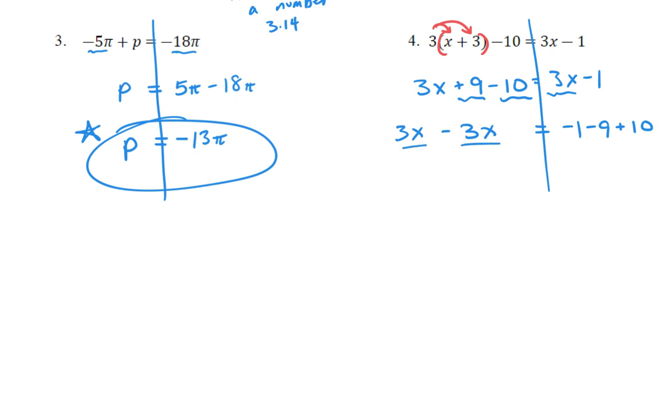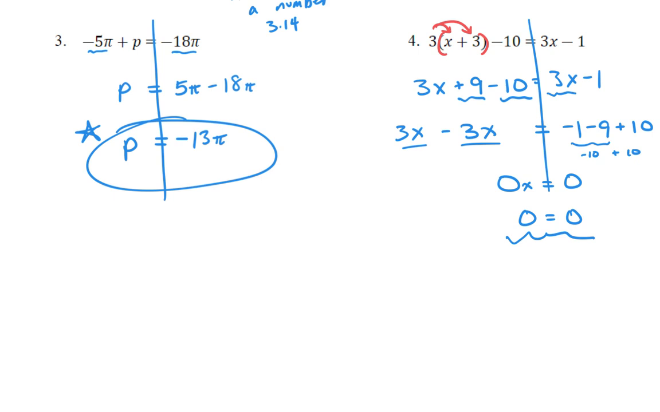So I have 3x minus 3x, which is a big fat no x's. 0x, nothing. And then on this side, I have negative 1 minus 9 plus 10. So if I add those together, I get negative 10 plus 10, and you probably know that those make 0. So I have 0 x's equals 0. 0 x's is 0. So this is a weird situation that we haven't really seen yet in class, but I'm sure we're going to see it real soon, where 0 equals 0.